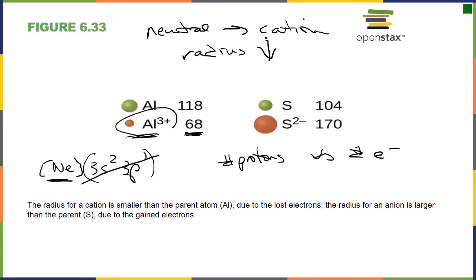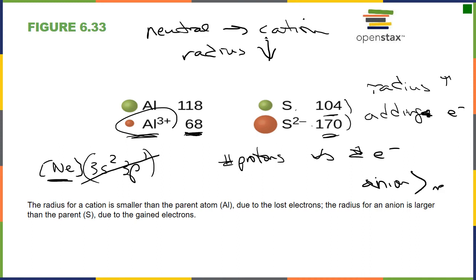Now, if we consider instead our anions, from sulfur to sulfide, we are adding extra electrons. Our charge is still going to be the same. So in a sense, we're going to have more electrons for this charge to pull on, and our radius is going to go up. So if we compare a cation to the neutral, the cation is smaller. If we compare an anion to the neutral, the anion is always going to be larger than the neutral.